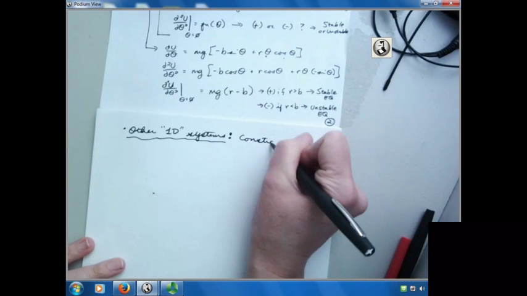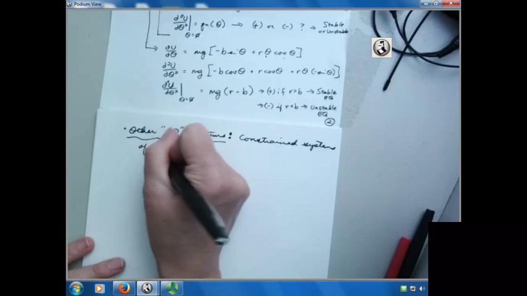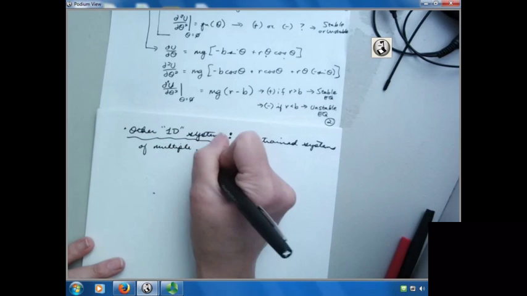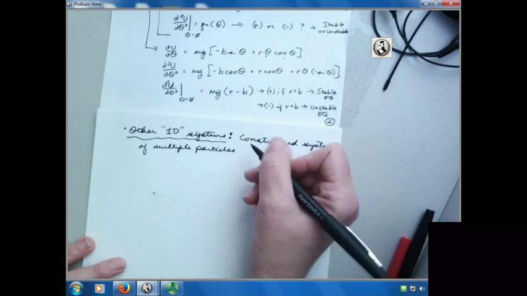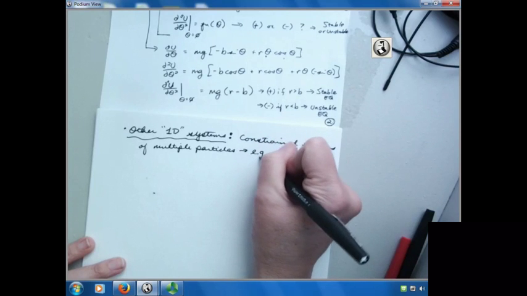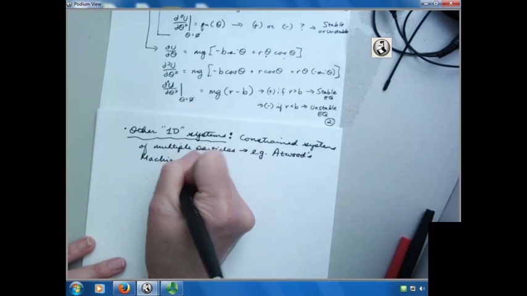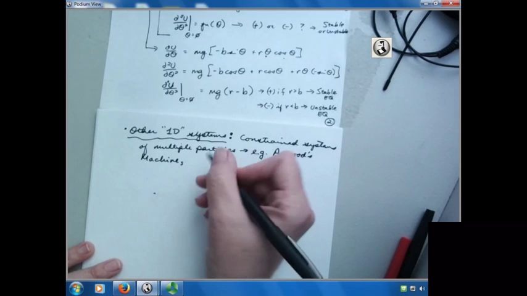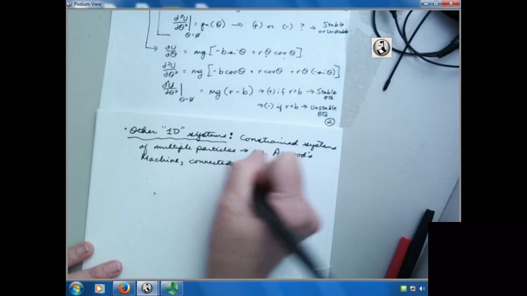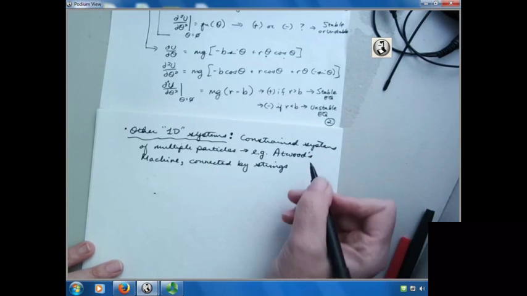So an example of this would be constrained systems of multiple particles, and a common example of this would be the Atwood's machine. Okay, but it won't just be the Atwood's machine. You'll also want to keep this in mind if you ever have a system of multiple objects that are connected by strings. Or struts.